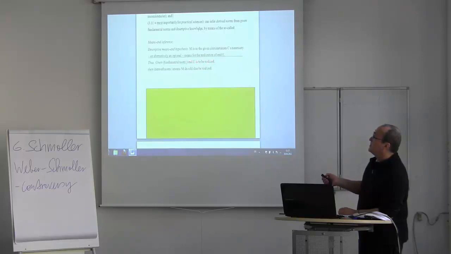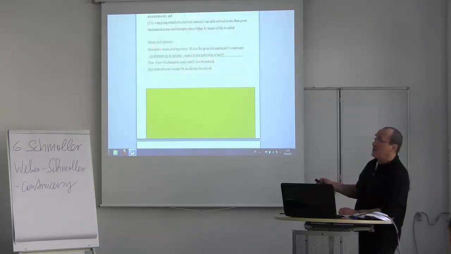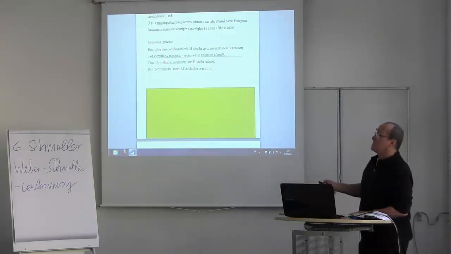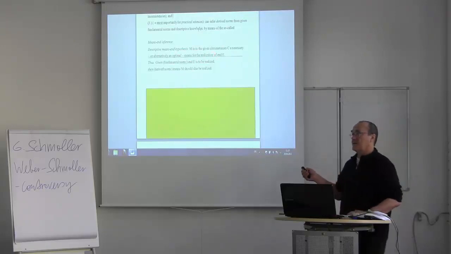That fundamental norm is not scientifically justifiable. It is taken over from the society, or from the politician, or from the user of the scientific discipline. If this is given, then the scientist can say that means M should also be realized. So the scientist here derives a certain norm about the optimal means from a given fundamental end and certain descriptive knowledge.